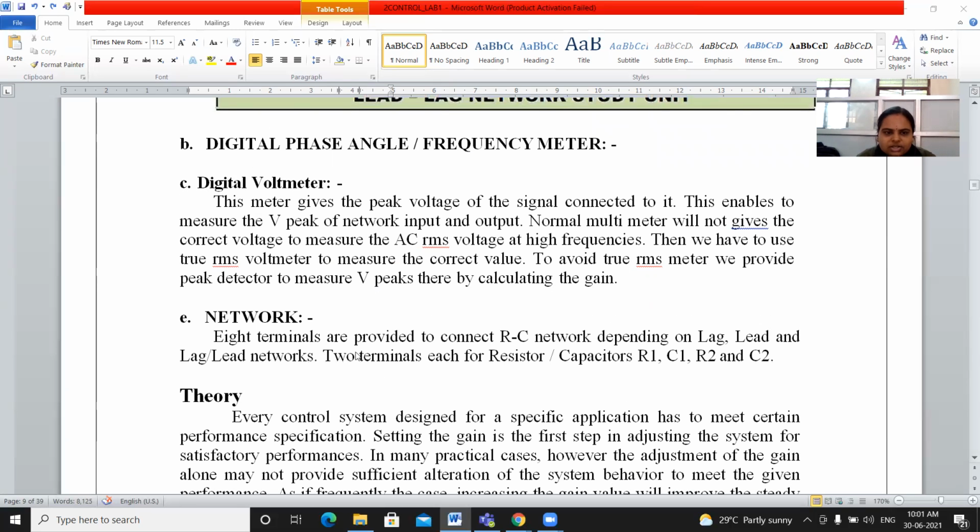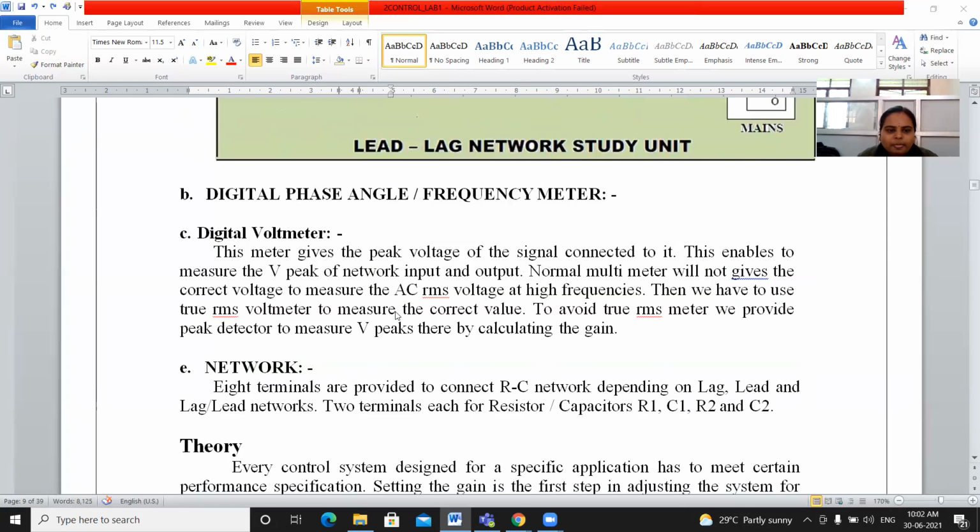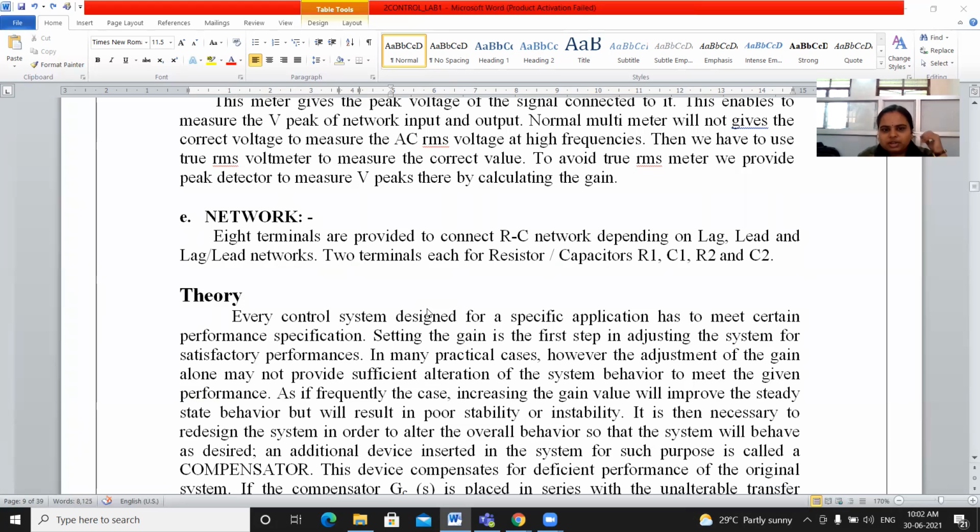Then the network consists of an RC network. In this case, depending on the lead lag and also the lead lag composition networks, there are resistors and also capacitors taken as R1, R2 and C1, C2. This is all about what it consists of in our panel. Next, why are we going to be using these lead lag networks? Is it necessary, and in which way are we going to use them? We will learn now.